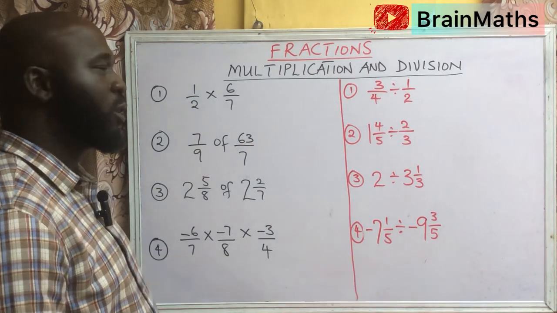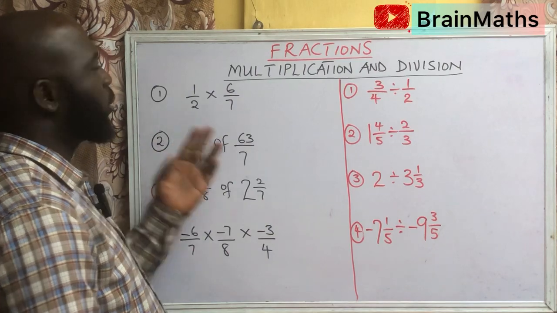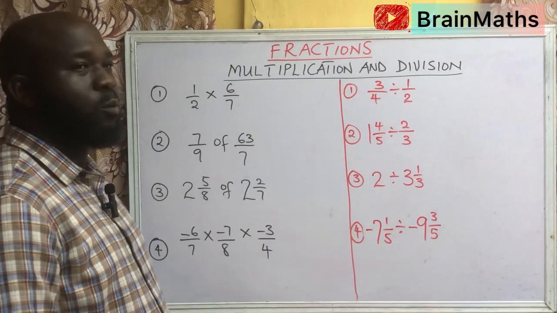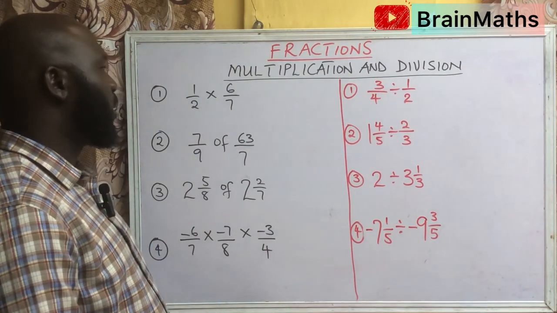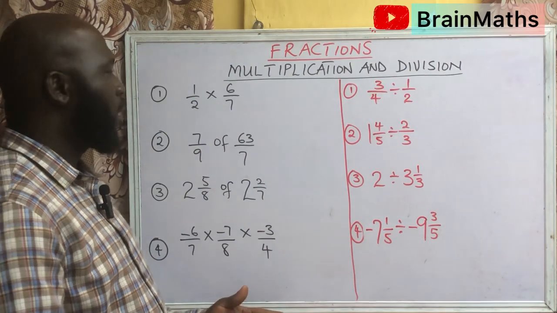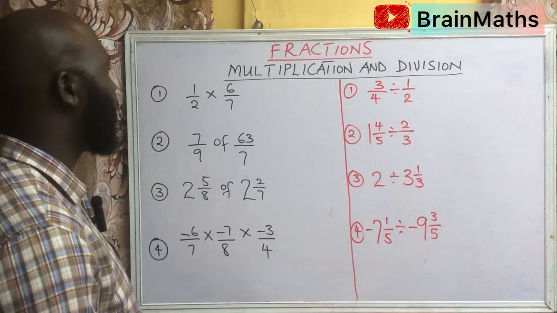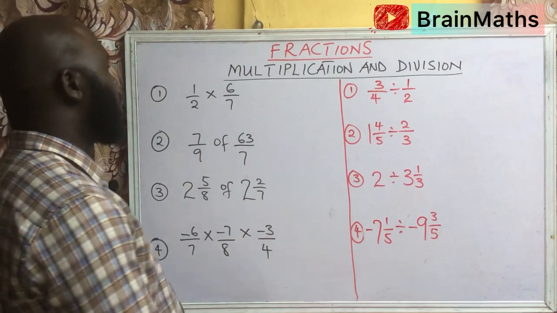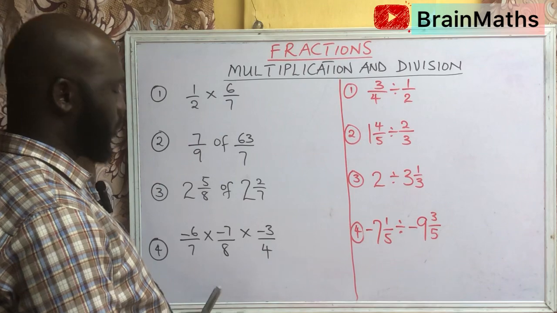Unlike what we have done in addition and subtraction, in multiplication of fractions, we have to cut numbers as we see that there is similarity between them. Let's look at the first number we have under multiplication. We have 1 over 2 multiplied by 6 over 7.